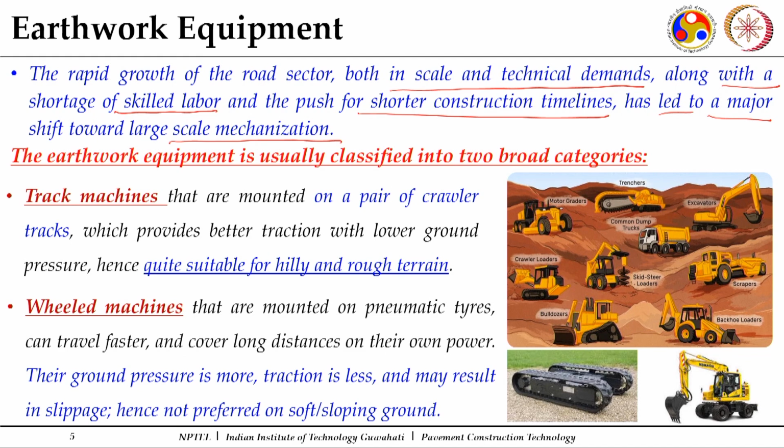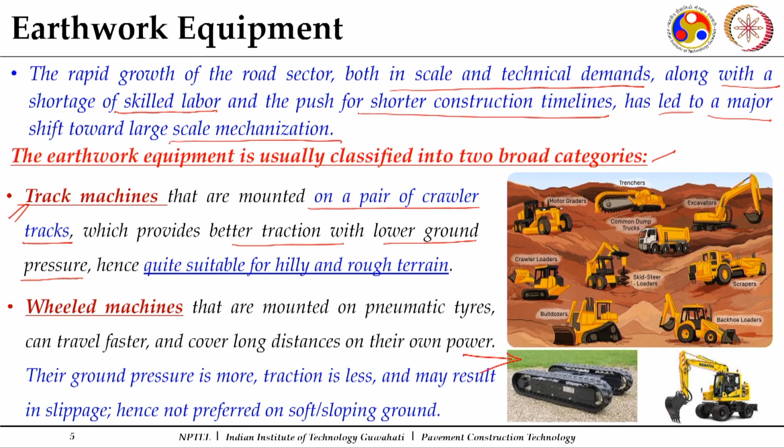Now, the earthwork equipment is usually classified into two broad categories. The first one is the track machines. They are mounted on a pair of crawler tracks, which you can see here. We call them track machines, and the crawler tracks provide better traction. The important part is you get a good traction when you are using these crawler tracks, and there is a lower ground pressure.